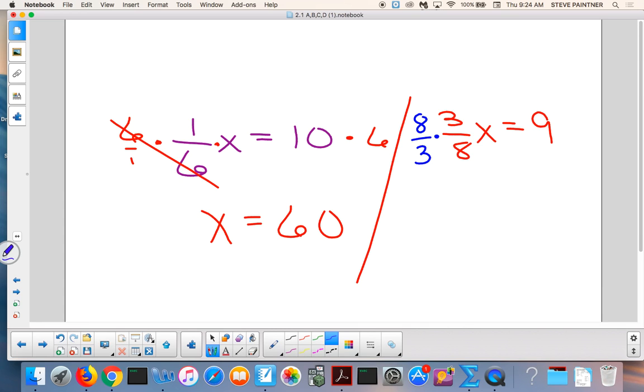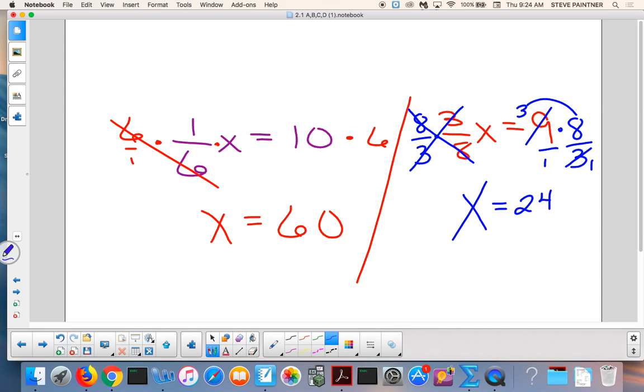8 over 3 times 3 over 8. Get over here, 8 over 3. Okay, this is out. This is out. What's left? X. On the other side, you don't need your calculator all the time. 3 goes into 3 once. 3 goes into 9 three times. 3 times 8. X equals 24. So, Chris is right. When you see the multiplier is a fraction, multiply by the reciprocal.